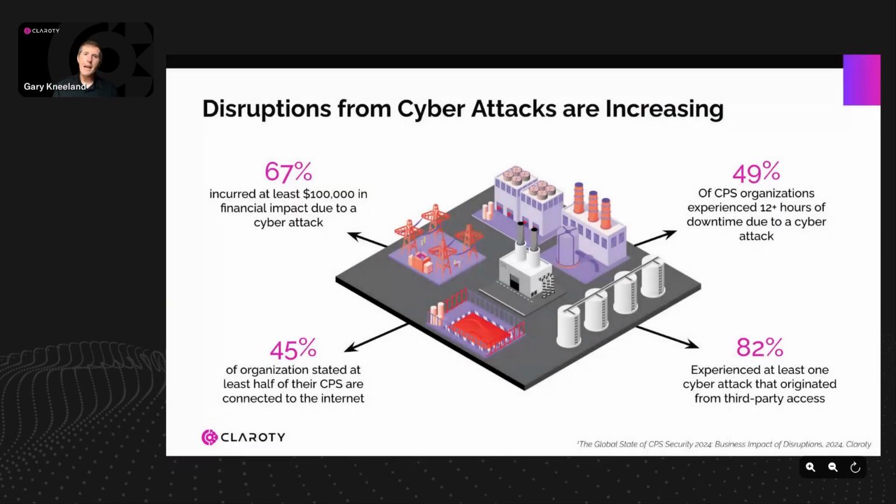From the attack point of view, we're seeing more of these, as you can see if you look at the front page of the New York Times, but it's also having more of an impact on actual customers. This is from a report that Clarity does every year on the state of cyber physical system security. From our research, we found that 67% of these types of attacks incurred at least $100,000 or more of financial impact. Whether it's lost production or sites going down, there are real financial stakes.